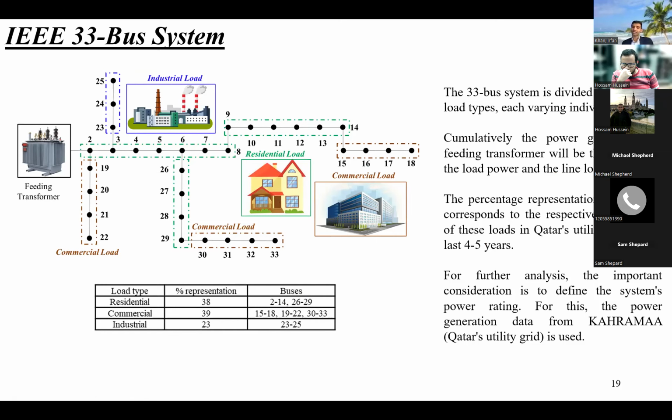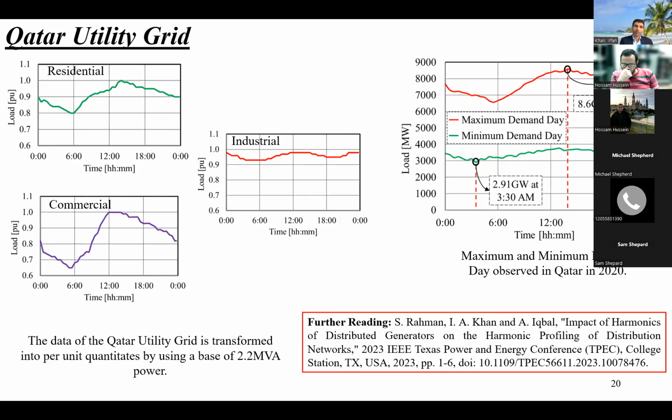For further analysis, an important consideration is to define the system power rating. The power rating data was used from Kahrama, the utility operator of Qatar. That was used to convert into per unit and do all these simulations. In the figure on the left, we have the residential, commercial, and industrial load profiles, all in per unit. We used a 2.2 MVA base power to convert into per unit based on the data given by Kahrama. And this is the original maximum and minimum load profile of the Qatar grid given by Kahrama.